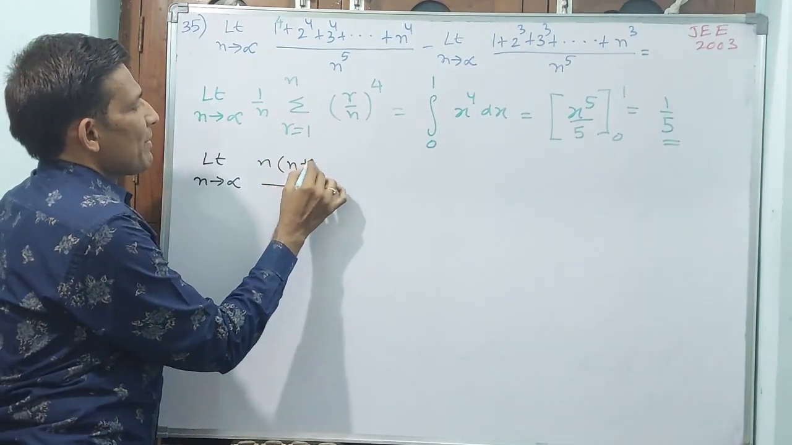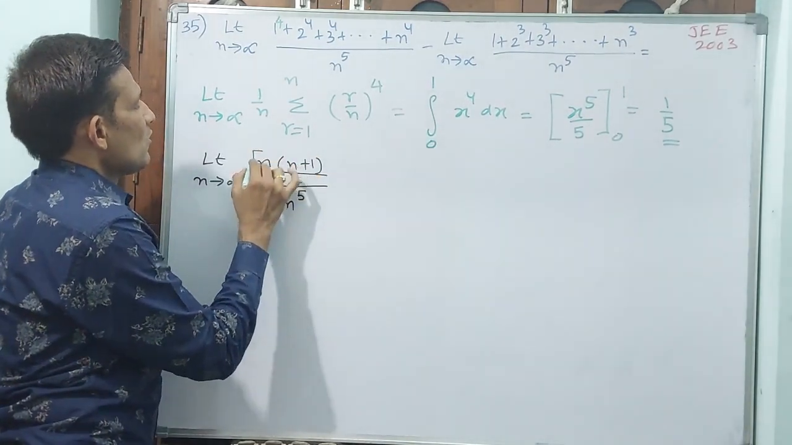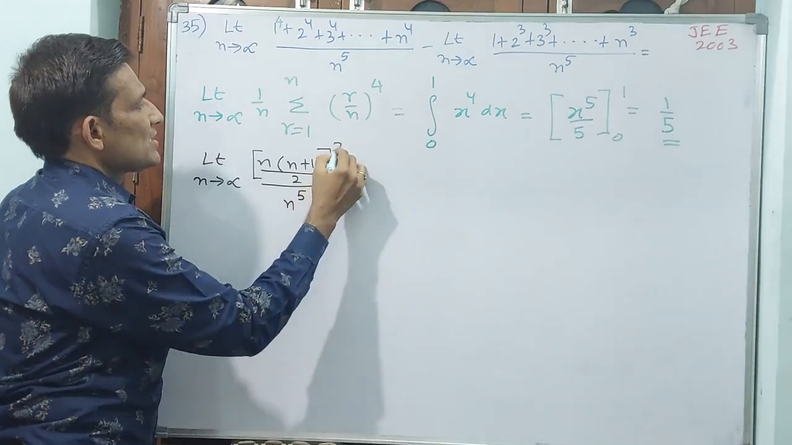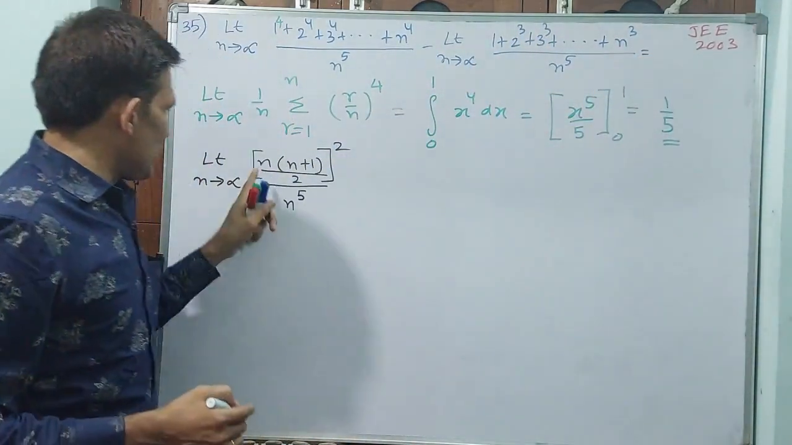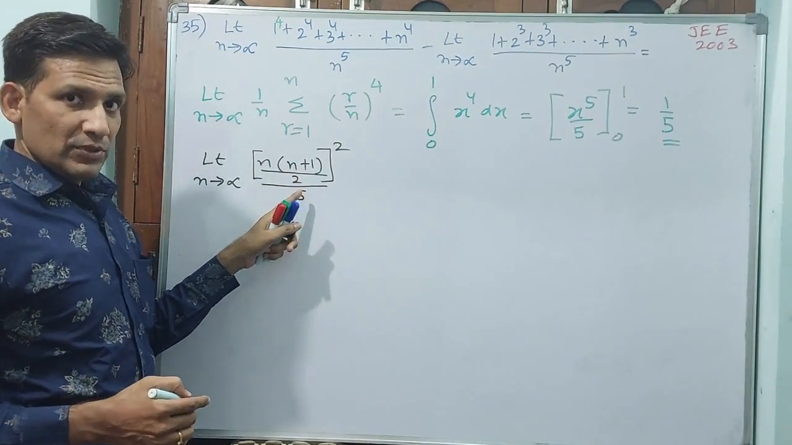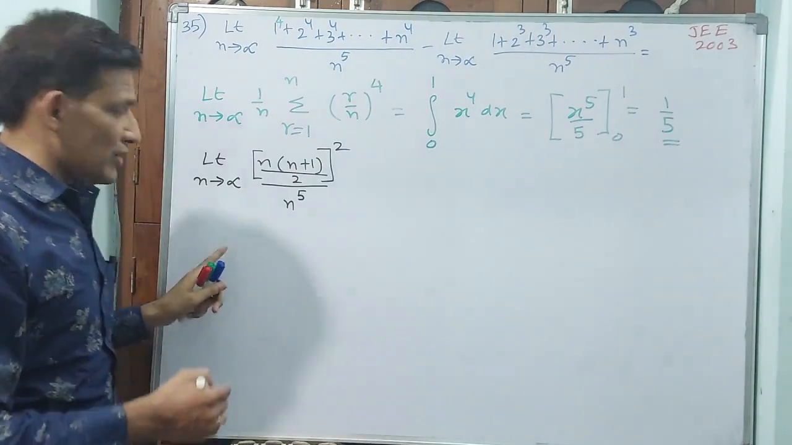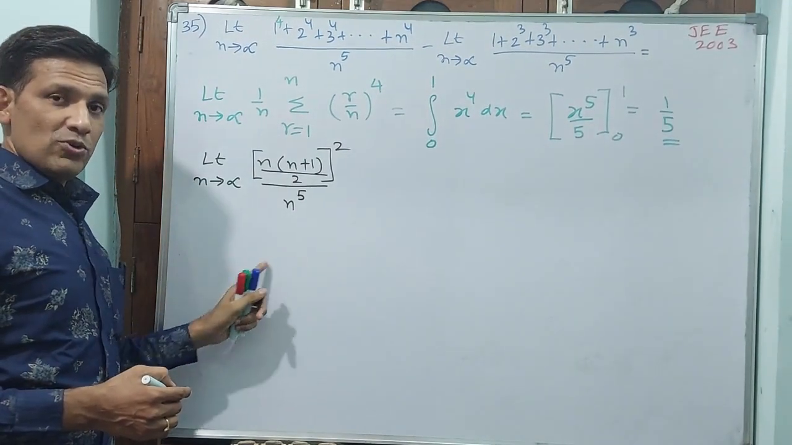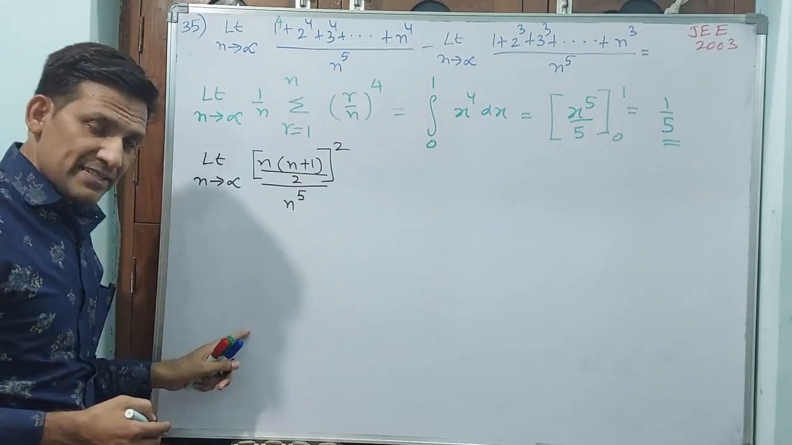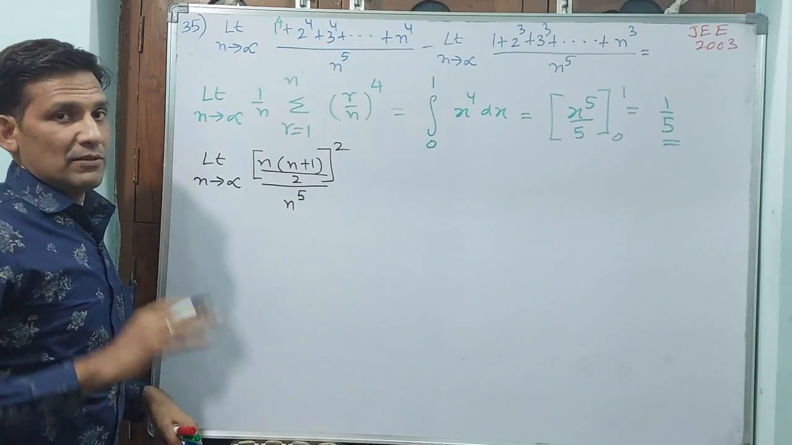N into n plus 1 by 2, whole square. See, only 1 plus 2 plus 3 up to n is there, means n into n plus 1 by 2. 1 square plus 2 square plus 3 square up to n square is there, means n into n plus 1 into 2n plus 1 by 6. n into n plus 1 into 2n plus 1 divided by 6 for square.